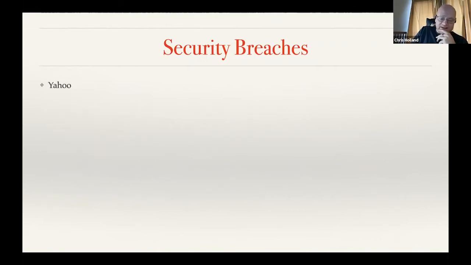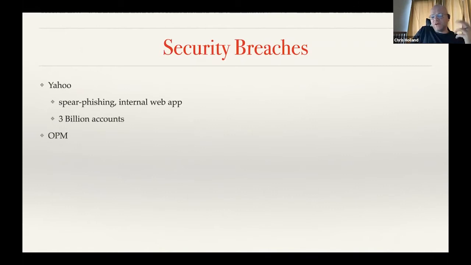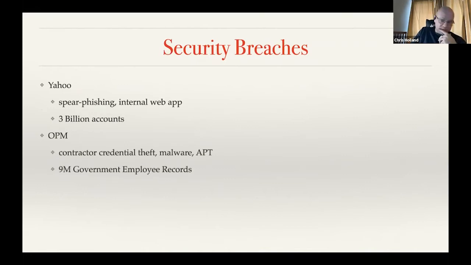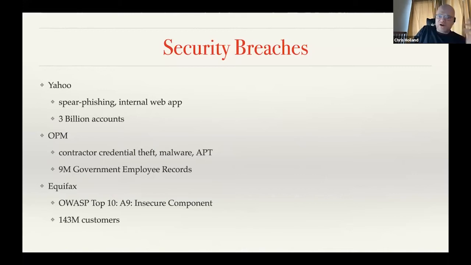Here in the United States, we've had a number of high-profile ones. Yahoo had some issues. The Government Office of Personnel Management, the OPM, had some issues, with 9 million government employee records getting stolen. So that's always uncomfortable. Equifax, a credit reporting agency here in the United States, got compromised as well. That was pretty bad. So there are a lot of articles about all of these.